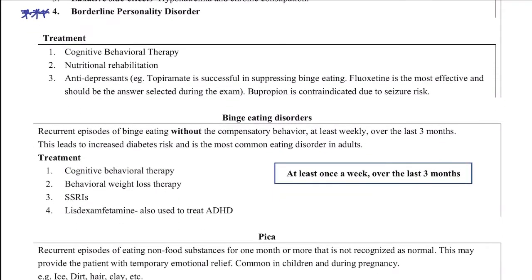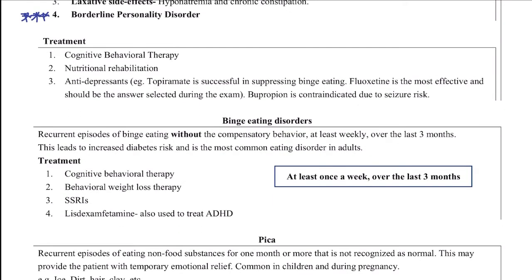The treatment is the same as above: cognitive behavioral therapy, nutritional rehabilitation, and antidepressants. Topiramate can be used to suppress binge eating, but in the exam, fluoxetine is the most effective medicine which is used. And again, bupropion is contraindicated due to the seizure risk.